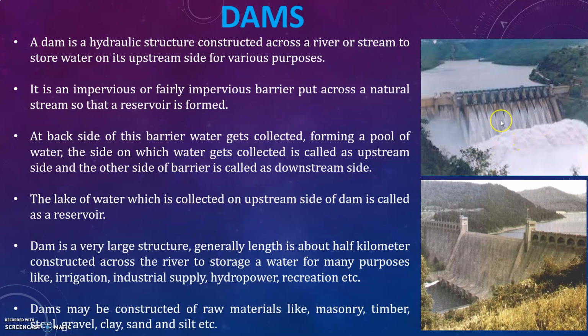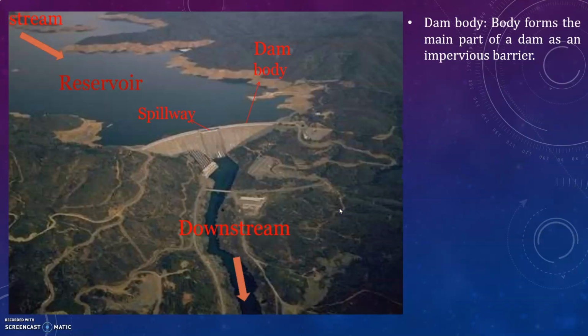You can see here, this is a dam. This is the structure of a dam. This is the dam body. Spillway, you can see here. This is a spillway, and reservoir, stream, and this is downstream. Let us see one by one.